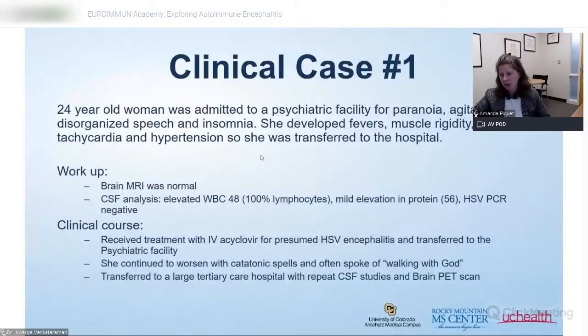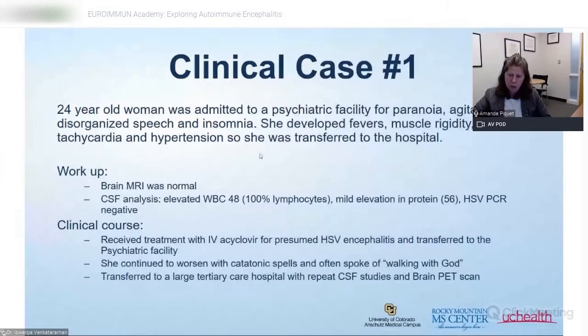So we're going to kick off now into our cases. First, we're going to start with a 24-year-old woman who was admitted to a psychiatric facility for paranoia, agitation, disorganized speech, and insomnia. She had developed fevers, muscle rigidity, tachycardia, or fast heart rate, and hypertension. So she was transferred to the hospital while in the psychiatric facility due to those symptoms.